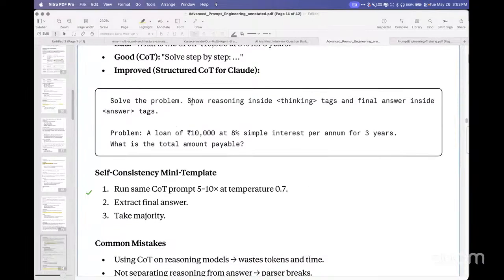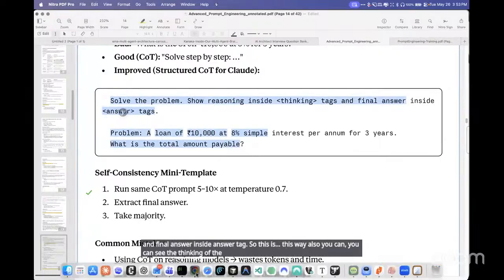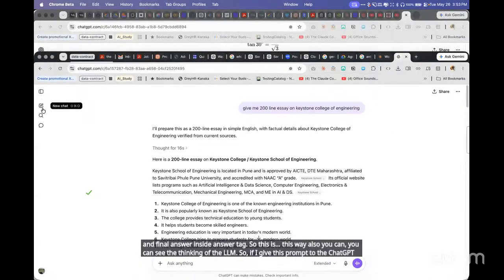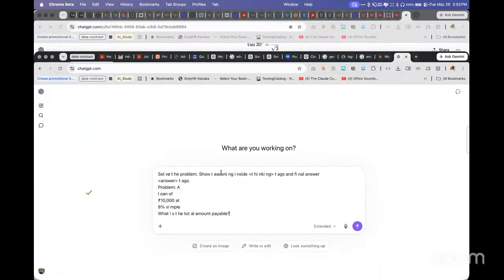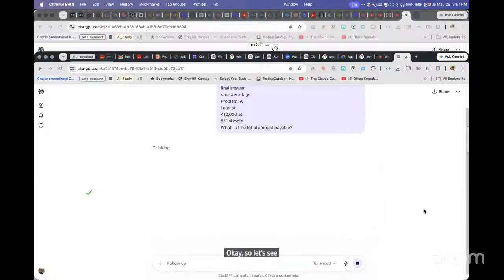Generally, the prompt is like: solve this problem, show reasoning inside the thinking tag, and the final answer inside the answer tag. This way you can also see the thinking of the LLM. So if I give this prompt to ChatGPT, here what I asked ChatGPT is: show me your reasoning inside the thinking tag. So this will show me what it exactly thinks while solving this problem, using these thinking tags. Okay, so let's see how it thinks.